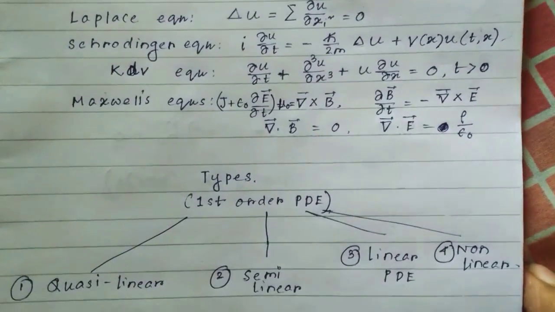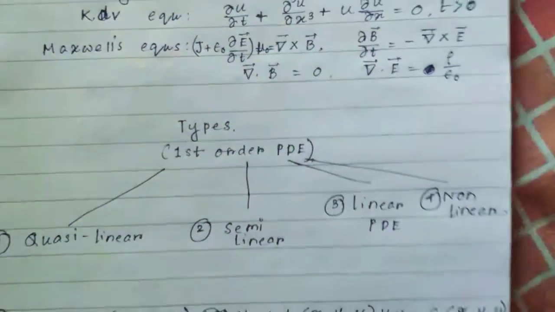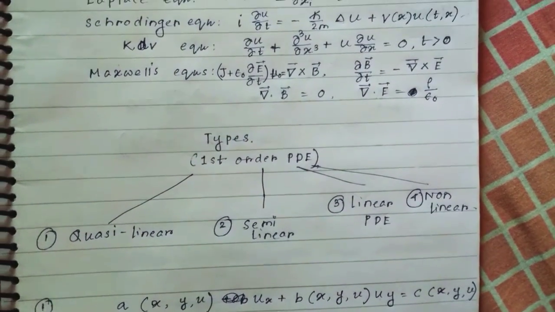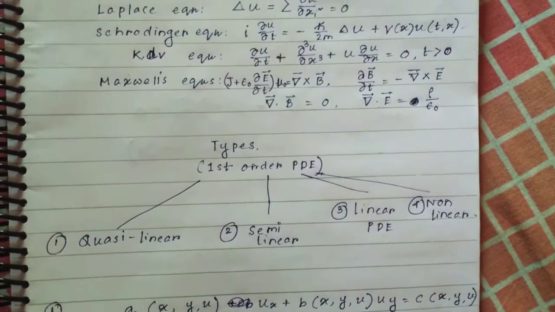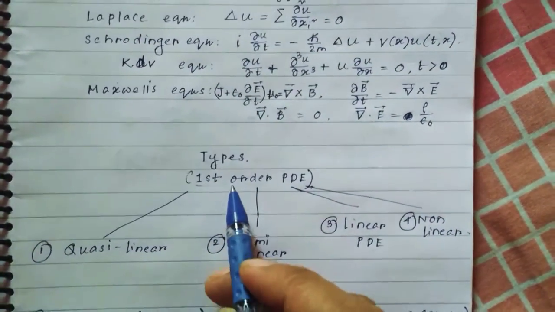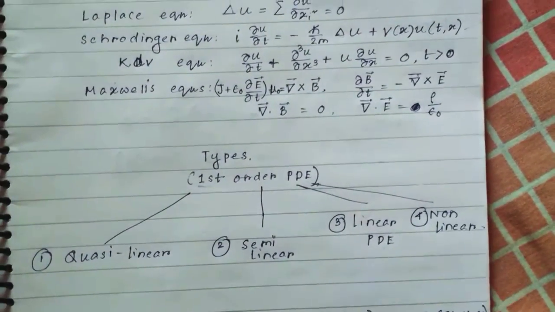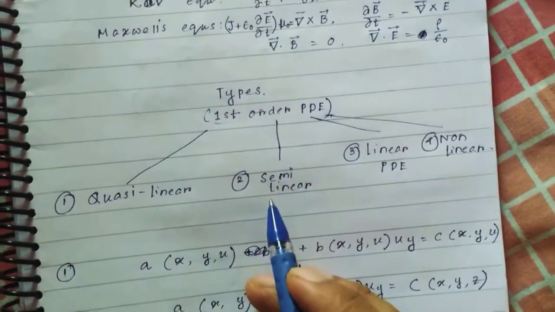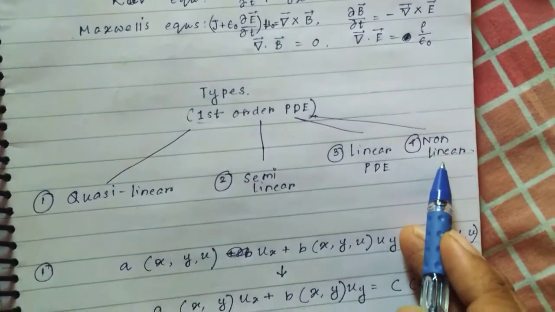So now our task is to classify partial differential equations with respect to linearity, and our thrust is to classify first order PDEs. So we are going to classify how many types of first order PDE we can see. The first one is quasi-linear, the second one is semi-linear, the third one is linear, and the last one is non-linear.